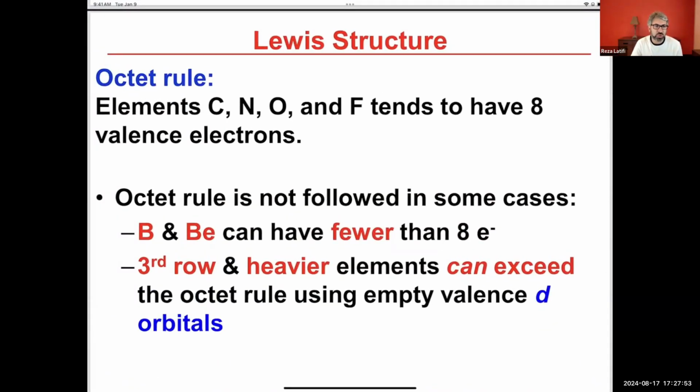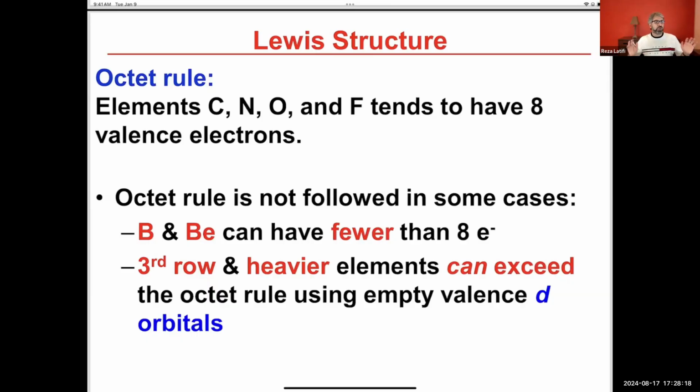First one is, what's the octet rule? The octet rule says if you have elements like carbon, nitrogen, oxygen, and fluorine, give them 8 electrons. Otherwise, they will not be stable. So let's make it a note for ourselves. Anytime we have nitrogen, carbon, oxygen, and fluorine, we need to make them octet. If not, the system is not going to be stable.